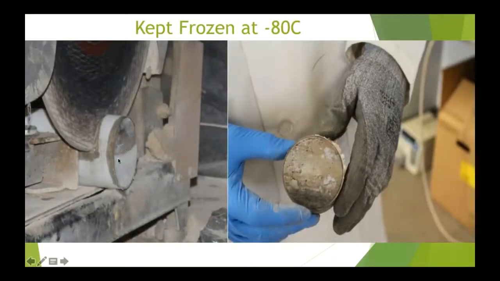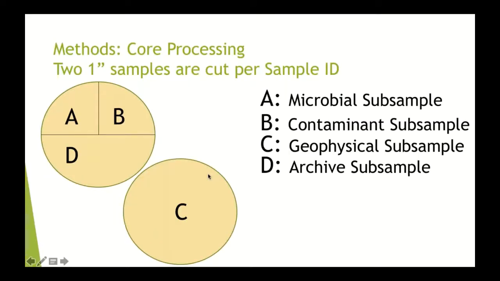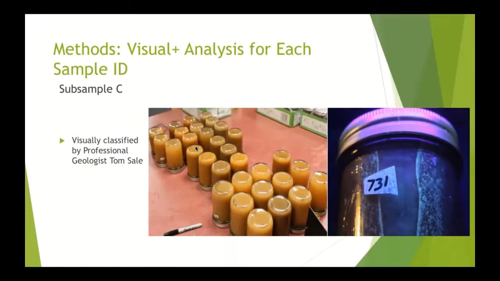Here it shows the core frozen. This picture is the extracted core being cut by a chop saw under a hood in a lab. To the right is an example of a 1-inch sample with its plastic liner still intact. And cutting the core is much like cutting concrete for anybody out there who's done that. Each sample ID has 2 1-inch pucks that correspond to a singular depth interval. Subsample A is for microbial purposes, subsample B is for contaminant concentrations, subsample C is for geophysical purposes, and subsample D and any remaining core is archived in a -80 degrees freezer.